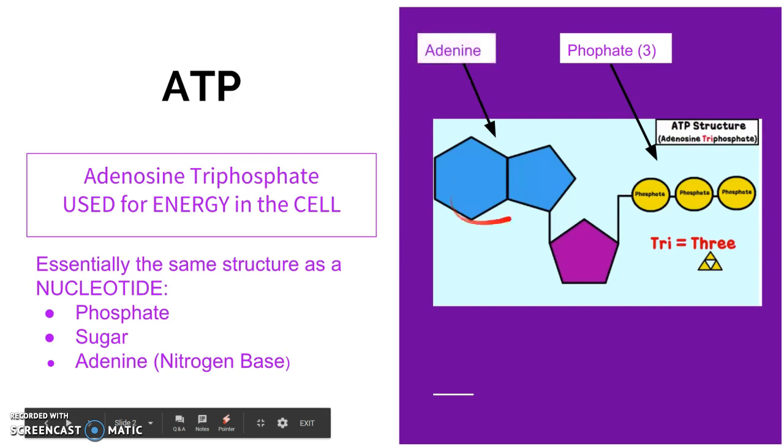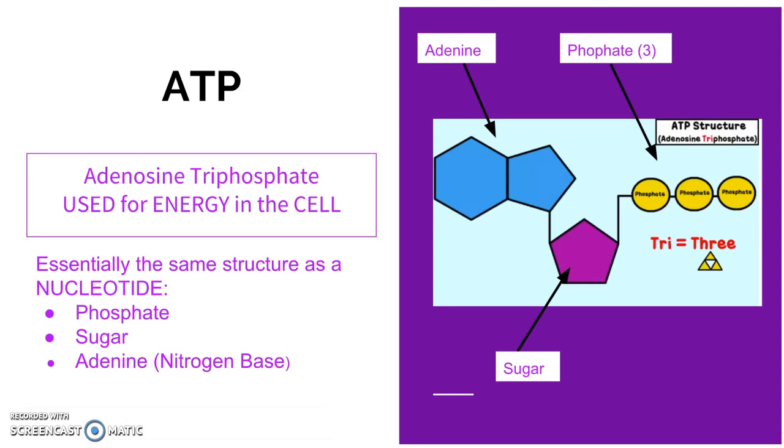It has the adenine over here, the nitrogen base. It's always going to be adenine. And then finally, it has the sugar here in the middle. So a sugar, a phosphate, and a nitrogen base, just like the DNA nucleotides. Only in this case, we have 3 phosphates because it's triphosphate.